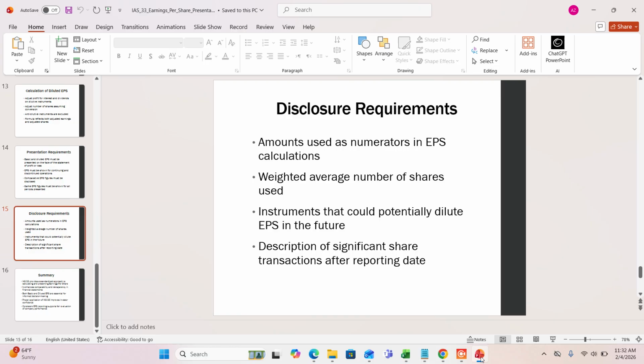Disclosure requirements. Entities must disclose the earnings amount used in the EPS calculation and the weighted average number of shares used. They must also disclose information about instruments that could potentially dilute EPS in the future. Any significant changes in share capital after the reporting period must be explained.